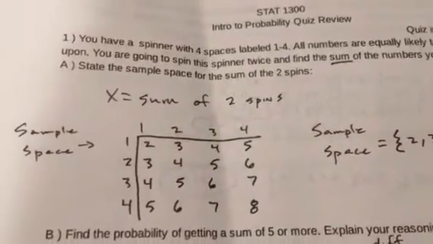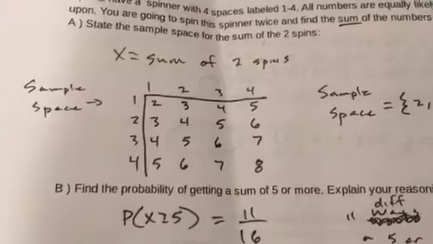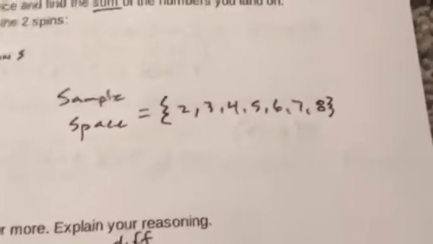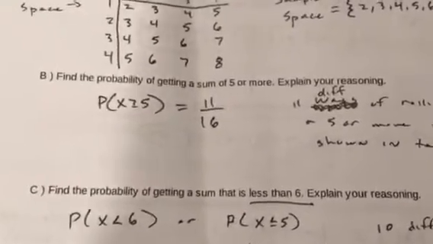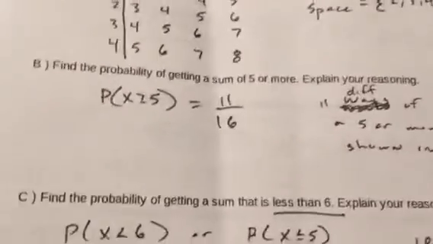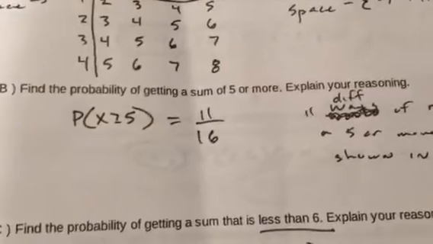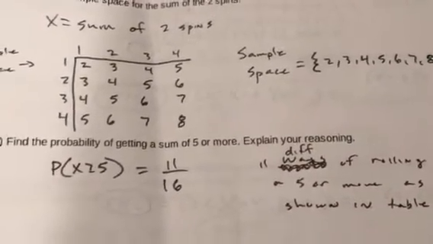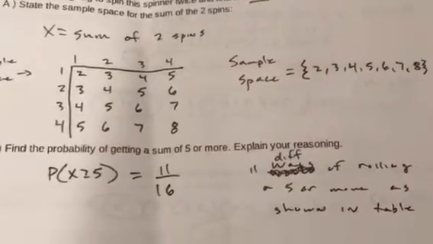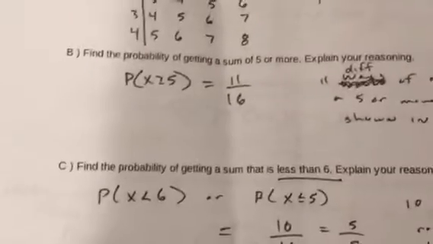Guys, this is the sample space. Again, you're spinning a spinner with spaces labeled 1 through 4. So all of the sums, you're going to write your sample spaces, all of the distinct sums you can get. Not too bad. Find the probability of getting a sum of 5 or more. So if x is the sum of the two spins, then I want the probability that x is greater than or equal to 5. There are 11 different outcomes of getting 5 or more in that table.